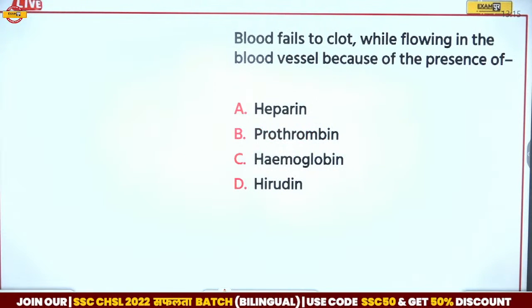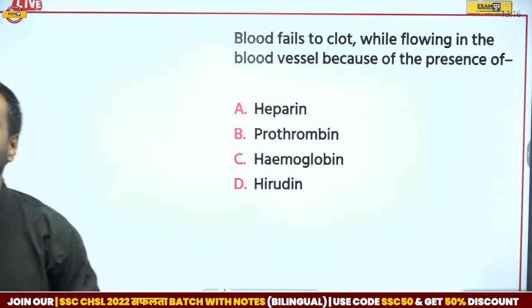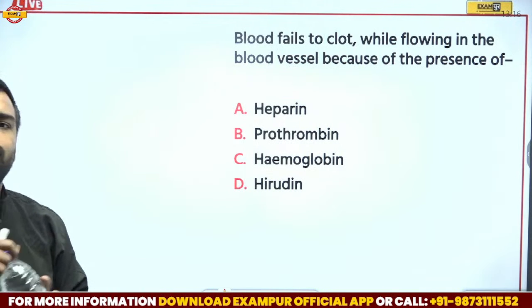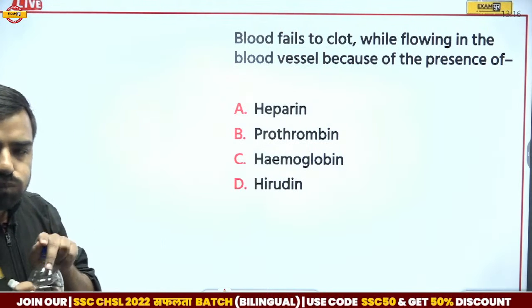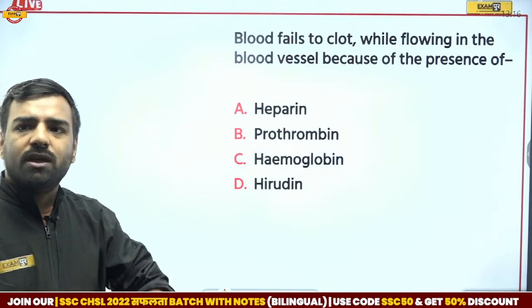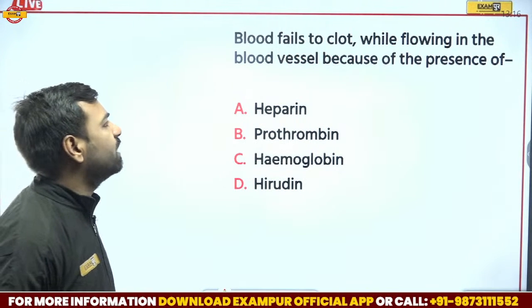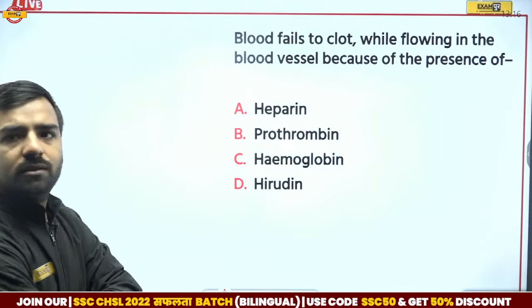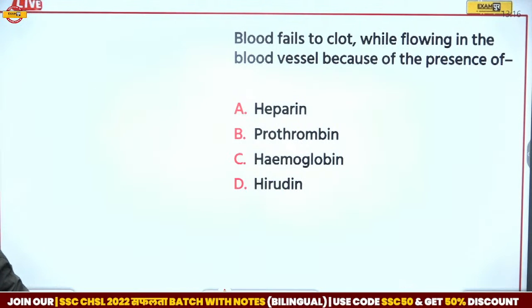Next we have: blood fails to clot while flowing in the blood vessel because of the presence of what? So we have 4 options here. What do you think? What will be the correct answer here? My question is, blood fails to clot while flowing in the blood vessel because of the presence of what? Is it heparin, prothrombin, hemoglobin or iodine? Cool. So answer please.